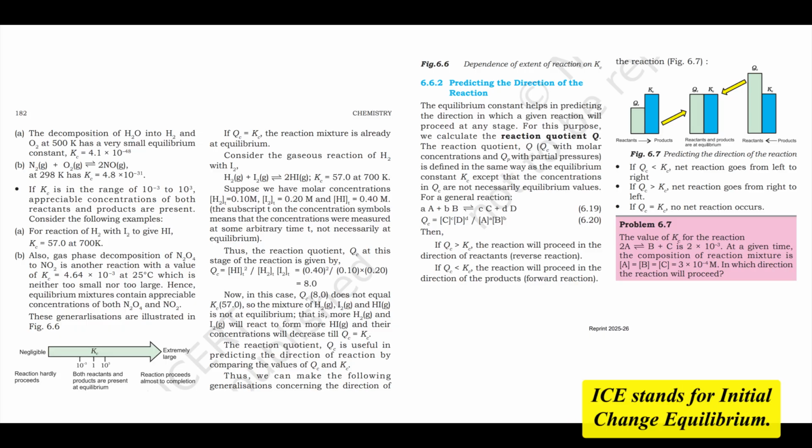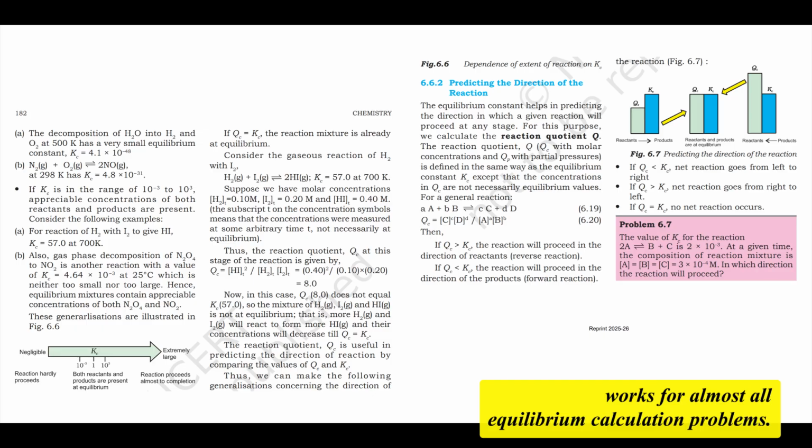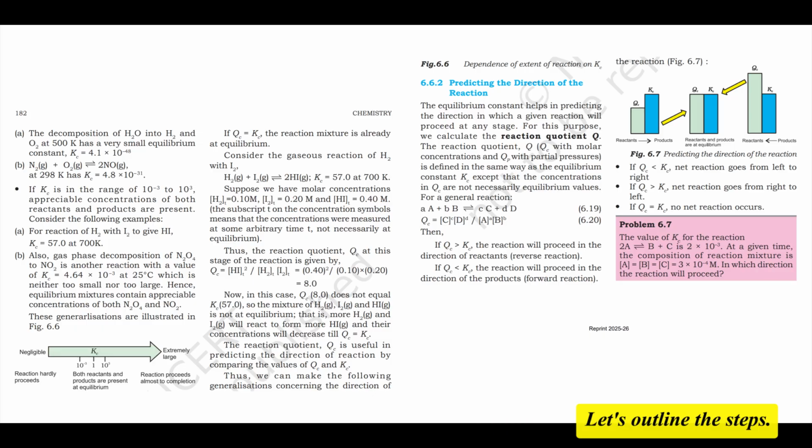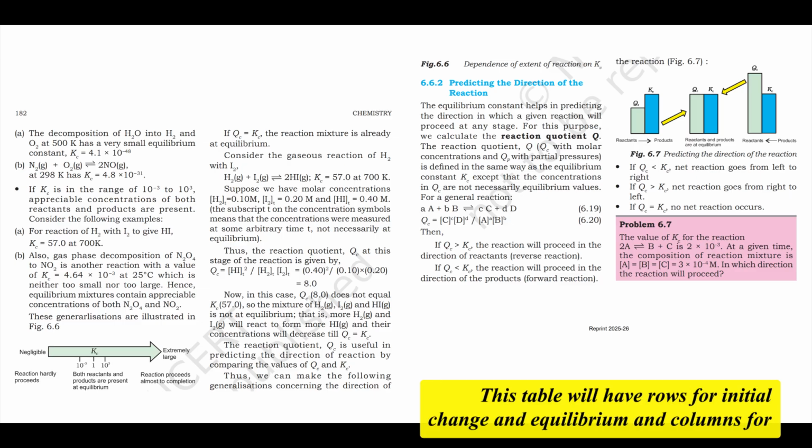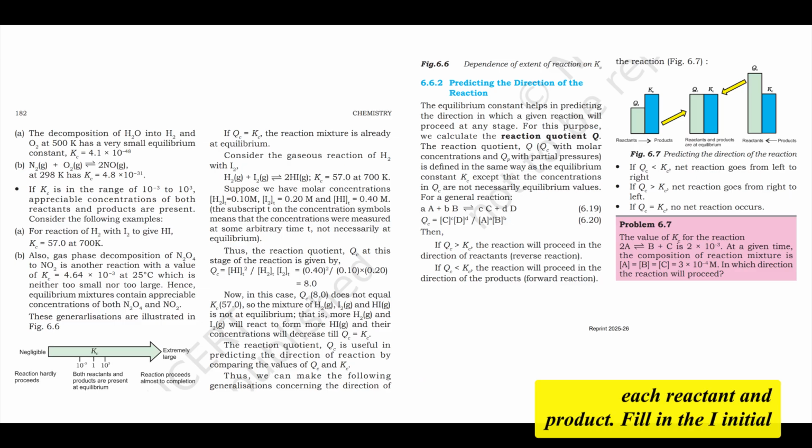ICE stands for Initial, Change, Equilibrium. It provides a clear, step-by-step approach that works for almost all equilibrium calculation problems. Let's outline the steps. Step 1. Always start by writing down the correctly balanced chemical equation for the reaction. Step 2. Construct an ICE table directly below the equation. This table will have rows for initial, change, and equilibrium, and columns for each reactant and product. Fill in the I initial row with the starting concentrations or partial pressures of all species. Often, product concentrations start at 0, but not always.